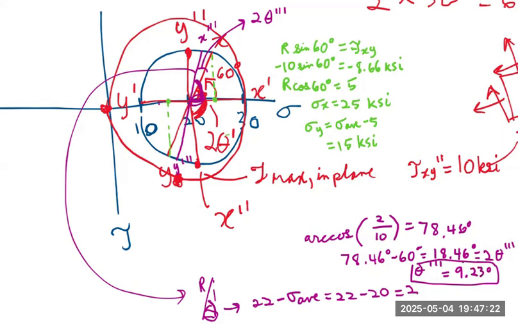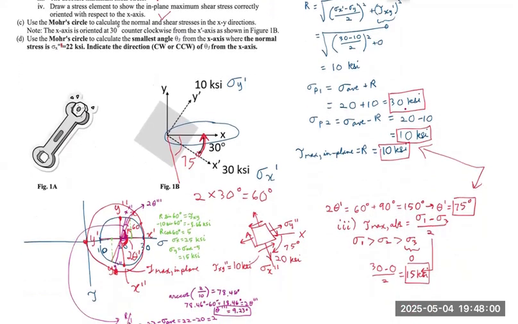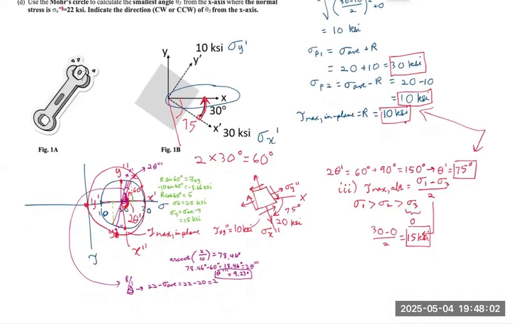All right. Well, I think all of our parts are finished and I'm going to give you an overview of everything we did. Oh yeah, and also it's worthy to note that 9.23 degrees is counterclockwise from x to the x triple prime axis.